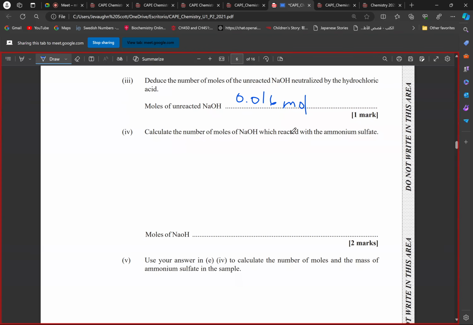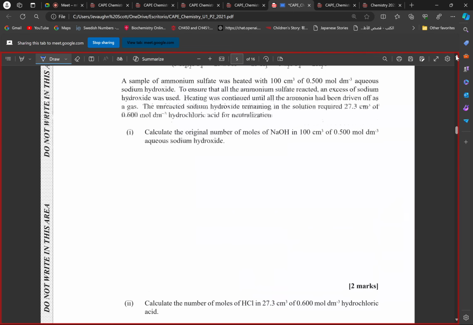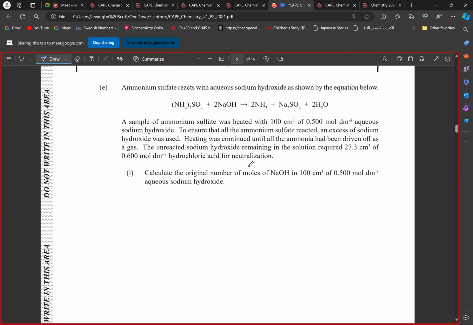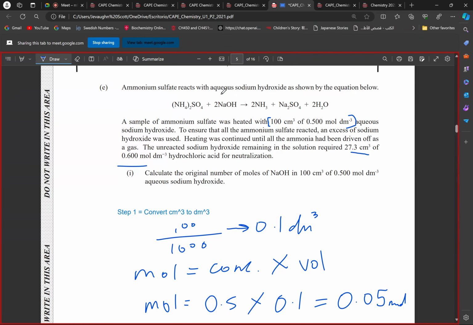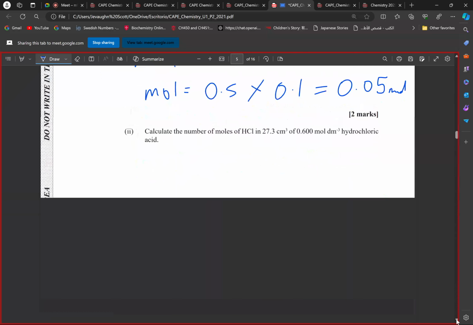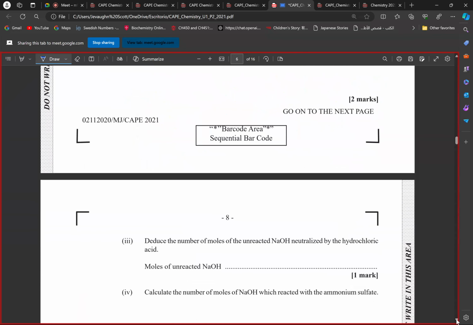Calculate the number of moles of sodium hydroxide which reacted with ammonium sulfate now. So how much reacted with ammonium sulfate? So if we have this much reacting with this sodium hydroxide, let's look at this. How much reacted with that ammonium sulfate? For the 1 mark question, is the 0.016 the amount of sodium hydroxide reacted or unreacted? Could somebody explain that to me, please? It would technically be the one that unreacted. Okay.